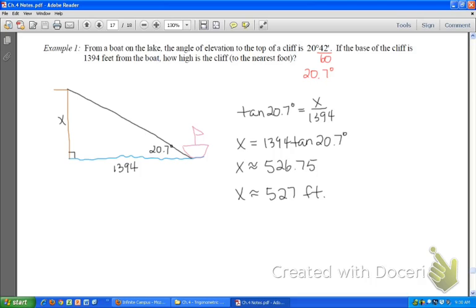All right. The next type of problem that you guys will have are a navigation problem. So let my computer work on moving the screen down again.